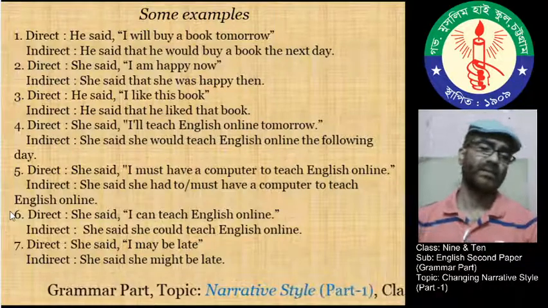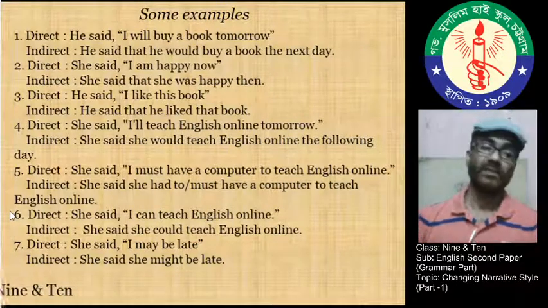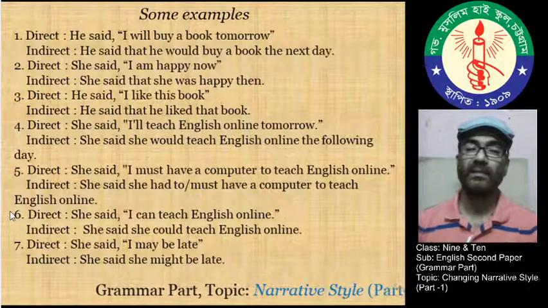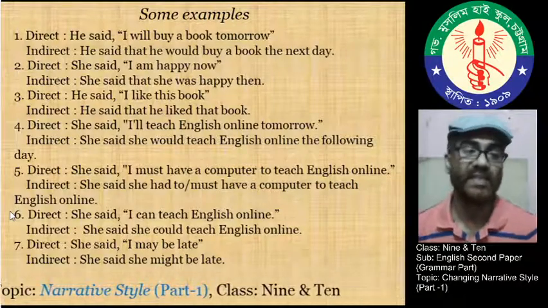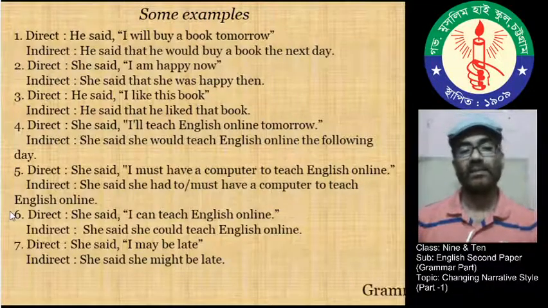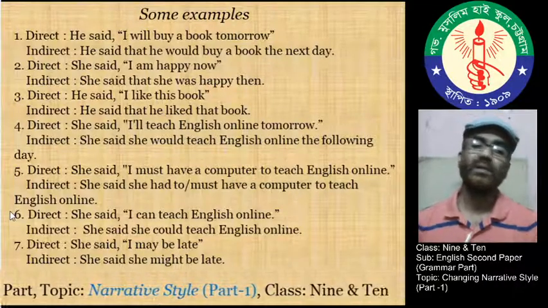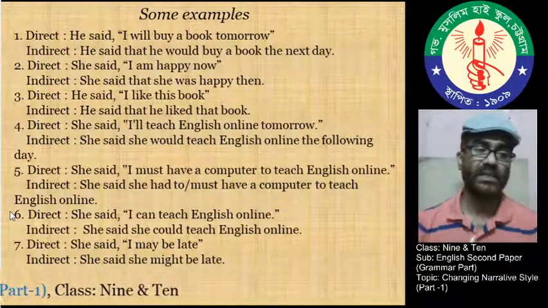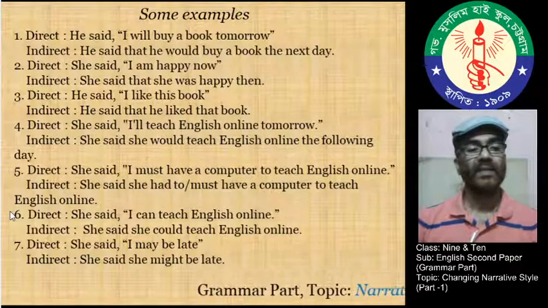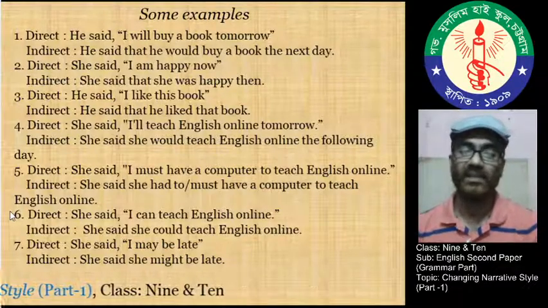Here you can keep it as must, or it's better to change it into had to, but sometimes when must means compulsion, you know you don't need to change. That means must remains must. Here you can change it or not. So she had to have a computer to teach English online, or she must have a computer to teach English online. And next one, she said, "I can teach English online." And in indirect speeches, "she said that" is optional.